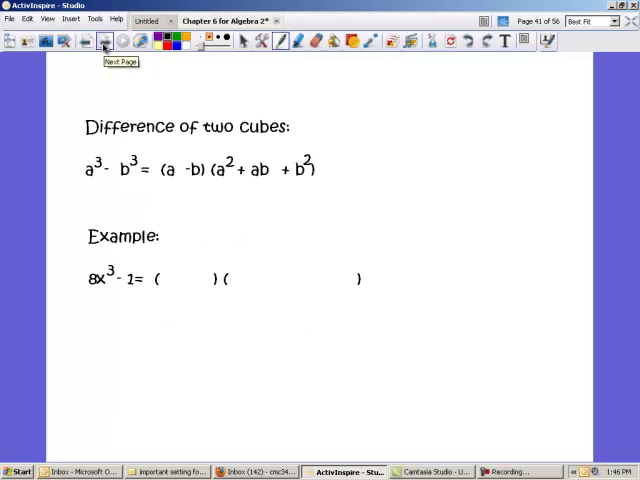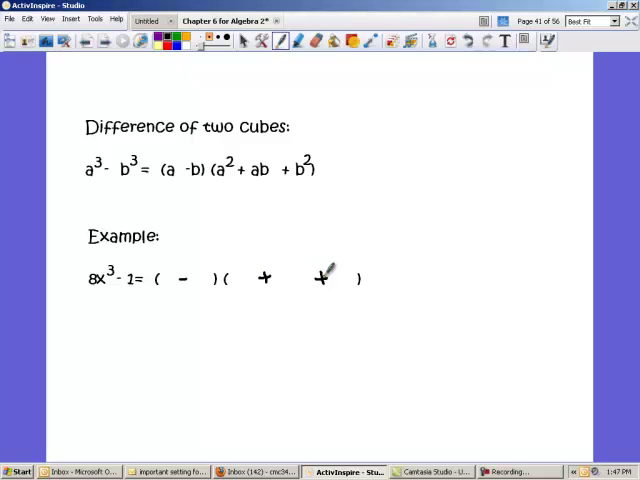So here's another pattern, and it's the same exact thing except it's the difference of two cubes, and that just means that you have a minus sign here. And over here it does look almost identical except for this right here is an addition sign. So I'm going to go ahead and just throw in all my symbols, and then that just means I have to fill in the missing pieces.